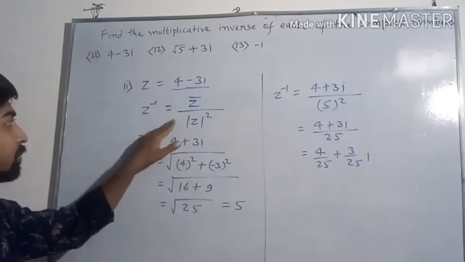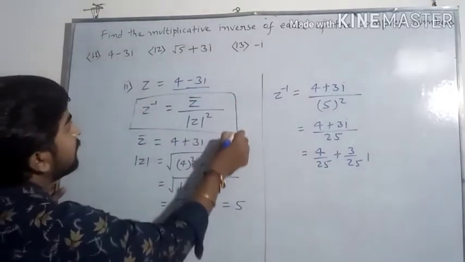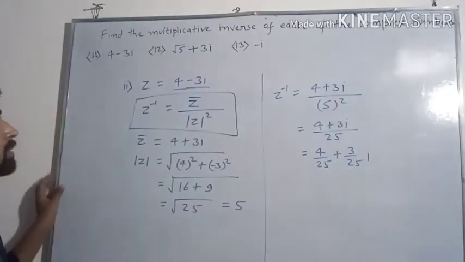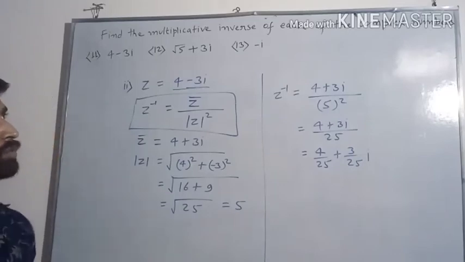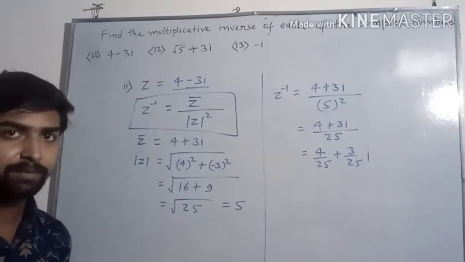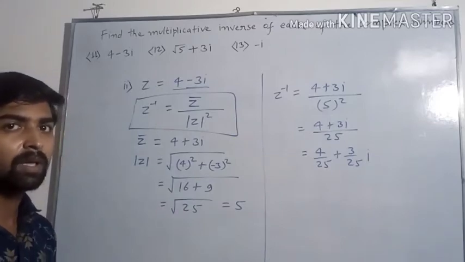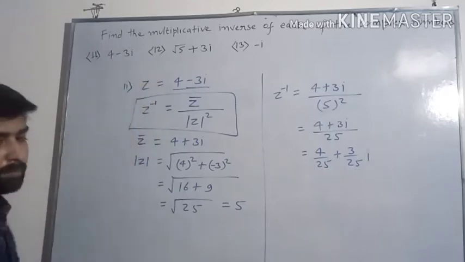By using this formula we can find the multiplicative inverse of complex number z very easily. This is the shortcut method to find the multiplicative inverse of any complex number z. Now let us solve question number 12.